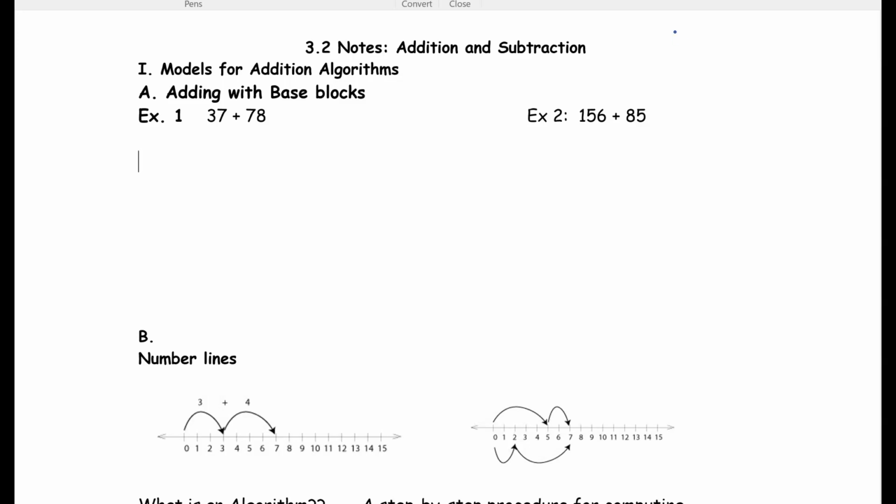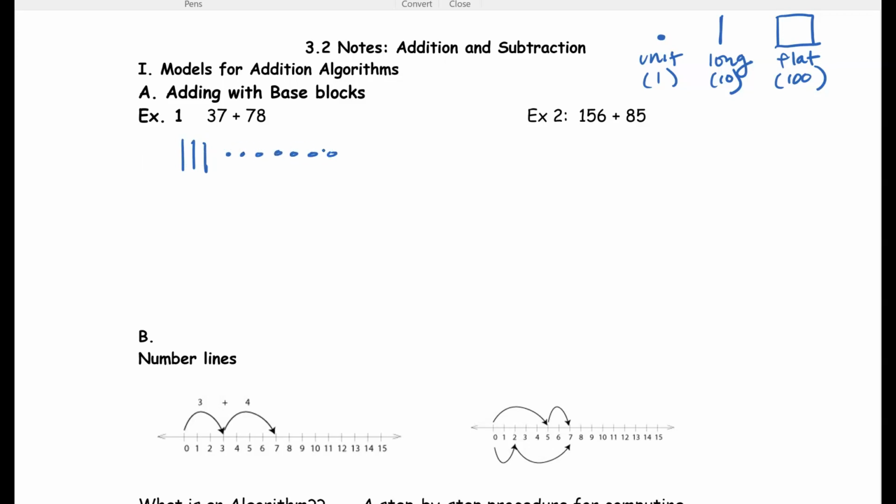So just to recap, if we're drawing it flat on a piece of paper, I'm going to do a dot for a unit, and that's worth 1. I'm going to do a stick. We'll call that a long, and that's worth 10. And then a square is called a flat, and that stands for 100. So if I'm adding 37 plus 78, I'm going to draw 37. So 10, 20, 30. 1, 2, 3, 4, 5, 6, 7. 78 is going to be 1, 2, 3, 4, 5, 6, 7. 1, 2, 3, 4, 5, 6, 7, 8.